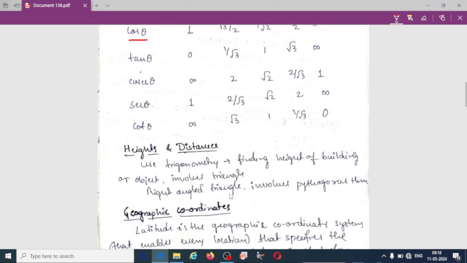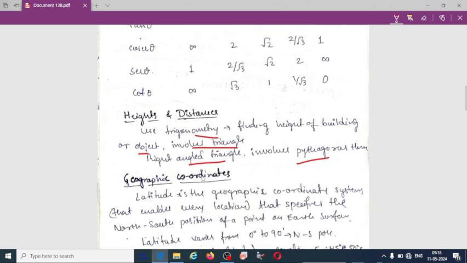So height and distance. Sometimes they are going to ask this. You require trigonometric formulas for finding the height of a building or object involving a triangle. So for a right angle triangle, if we come across it, the Pythagoras theorem is helpful.